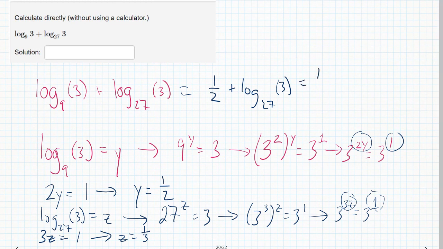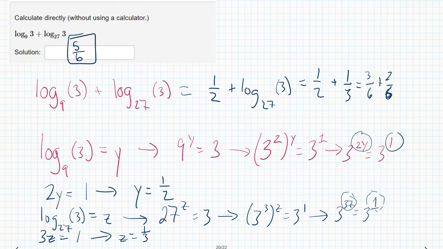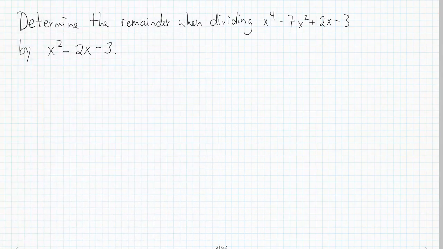So therefore we have 1/2 plus 1/3. Getting a common denominator there, that's 3 over 6 plus 2 over 6, making our final answer the beautiful answer of 5/6. Right up top there. And notice no calculator was used, nor harmed in the process of finding that calculation.